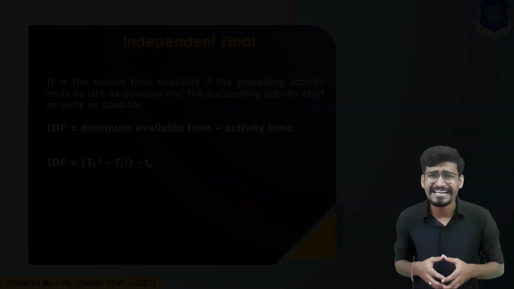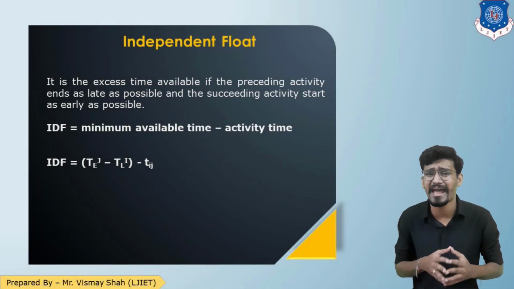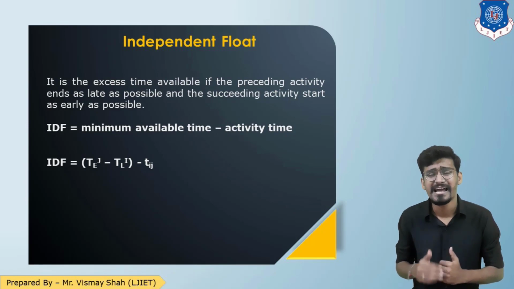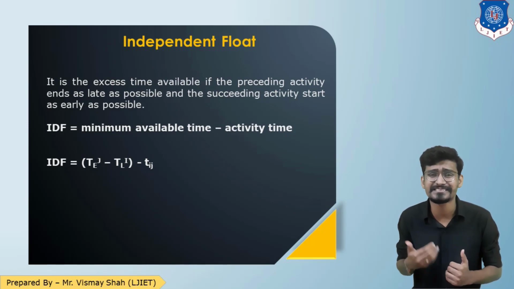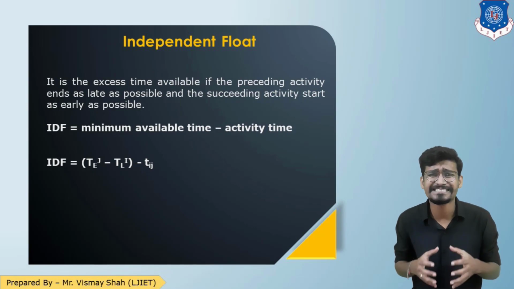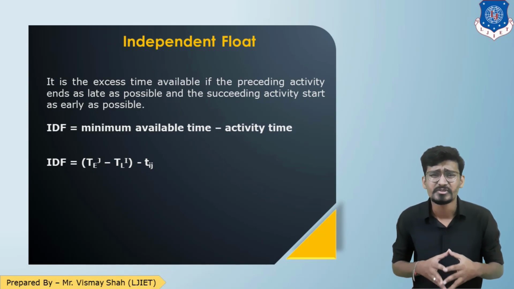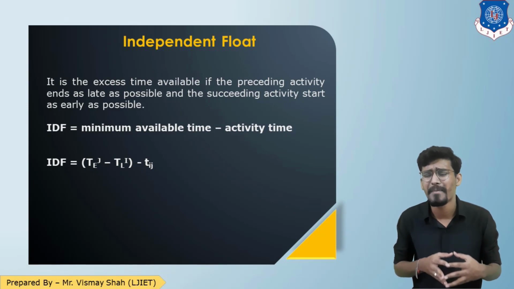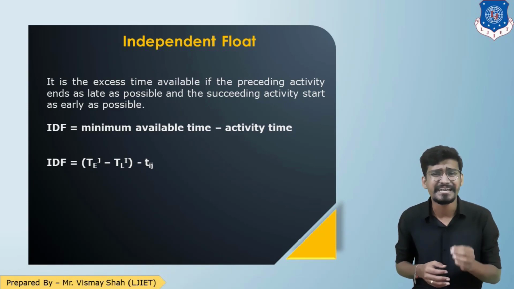It is the excess time available with the activity if the preceding activity completes as late as possible and the succeeding activity starts as early as possible. It is denoted as IDF. So IDF equals minimum available time minus activity time. That is TEJ minus TLI minus TIJ. Alright, so that is the formula of IDF.